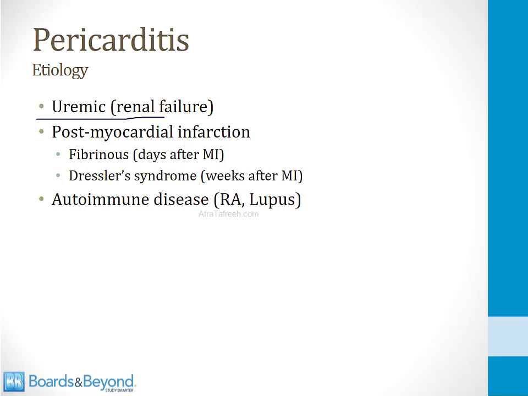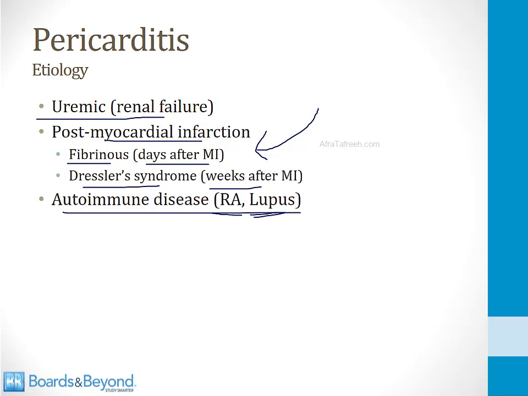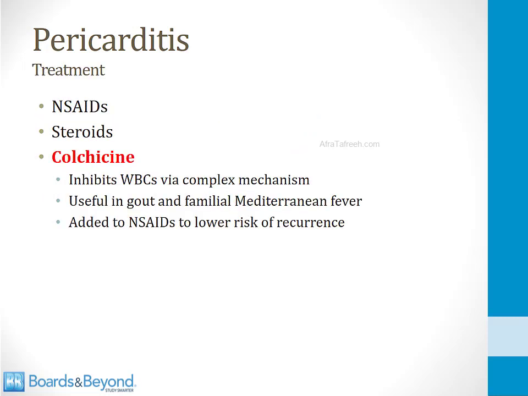There are 2 forms of post-myocardial infarction pericarditis. One's called fibrinous, which occurs days after an infarction. The other is called Dressler syndrome, which occurs weeks after infarction, and I talk about both of these in the video on cardiac ischemia. And then finally, patients with autoimmune diseases like rheumatoid arthritis or lupus often develop autoimmune pericarditis as a complication of their condition.